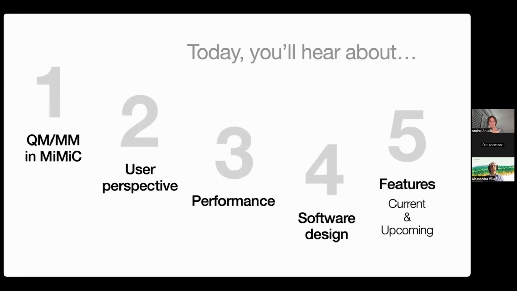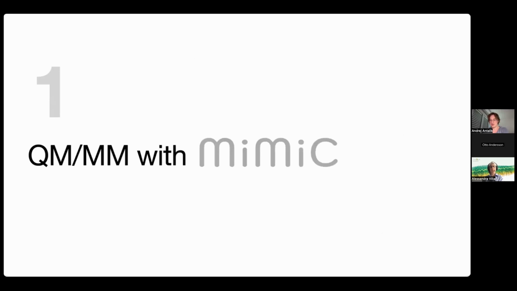So since QM/MM is the most prominent of these multiscale models, as I already mentioned, and at the moment it's actually the only one we implement in MiMiC, first I will describe how we do this. Then I'll give you a brief overview of how it feels using MiMiC from the perspective of a user. We'll look at certain aspects of its performance. For those of you who'd be interested, I'll talk a little bit about how it works under the hood, and I'll list a few features, either current or the ones that we plan to implement soon. So let's start with the QM/MM.